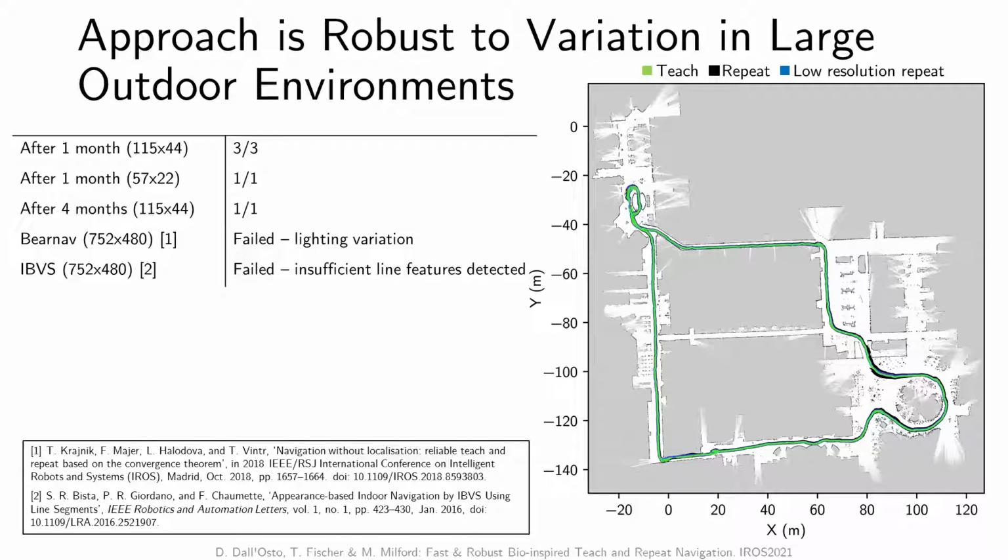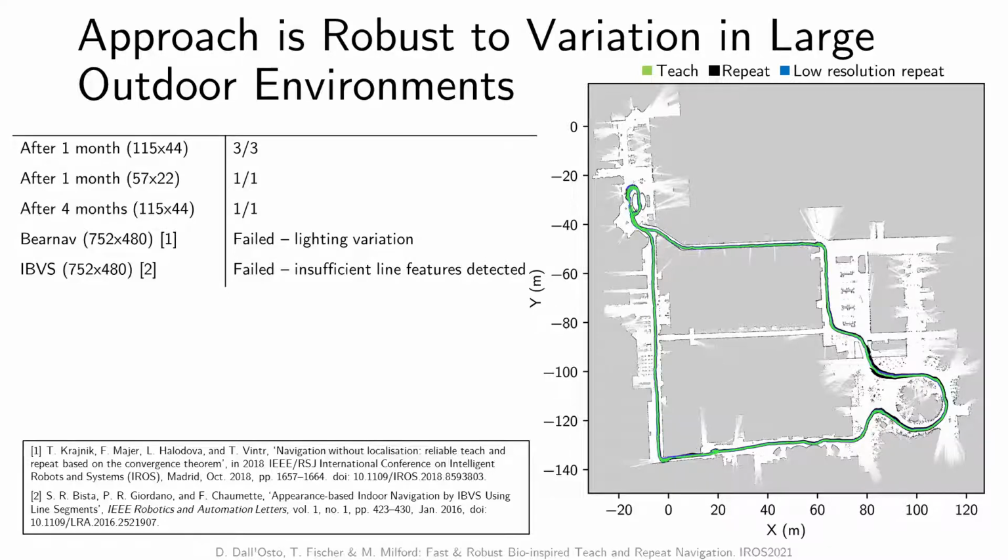Overall, we successfully repeated the outdoor run both 1 and 4 months after the teach run, and with low resolution images. This is in contrast to two state-of-the-art benchmark systems, BearNav, which failed because its image feature matching was not robust to lighting variation, and IBVS, which failed to detect a sufficient number of line features in the outdoor environment to perform corrections.